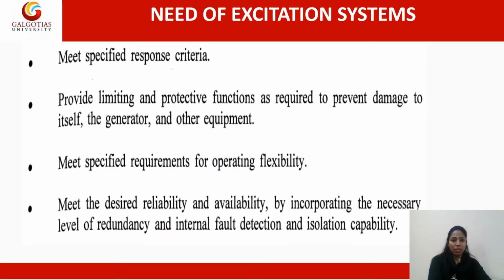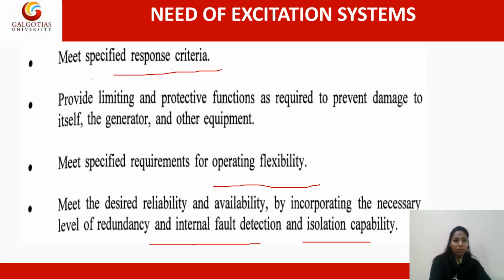Need of excitation system. It is used to meet the specified response criteria. It provides the limiting and protective functions as required to prevent damage to itself, the generator and the other equipment related with that. It meets specified requirements for operating flexibility. It also meets the desired reliability and availability by incorporating the necessary level of redundancy and internal fault detection and isolation capability. So for these purposes we need the excitation system in power system networks.